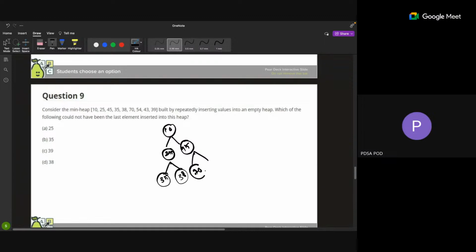70, 54, and 43, 39. Okay, that's okay. It is built by repeatedly inserting values into an empty heap. This is a heap, it is built. Which of the following values could not have been the last element inserted in the heap?